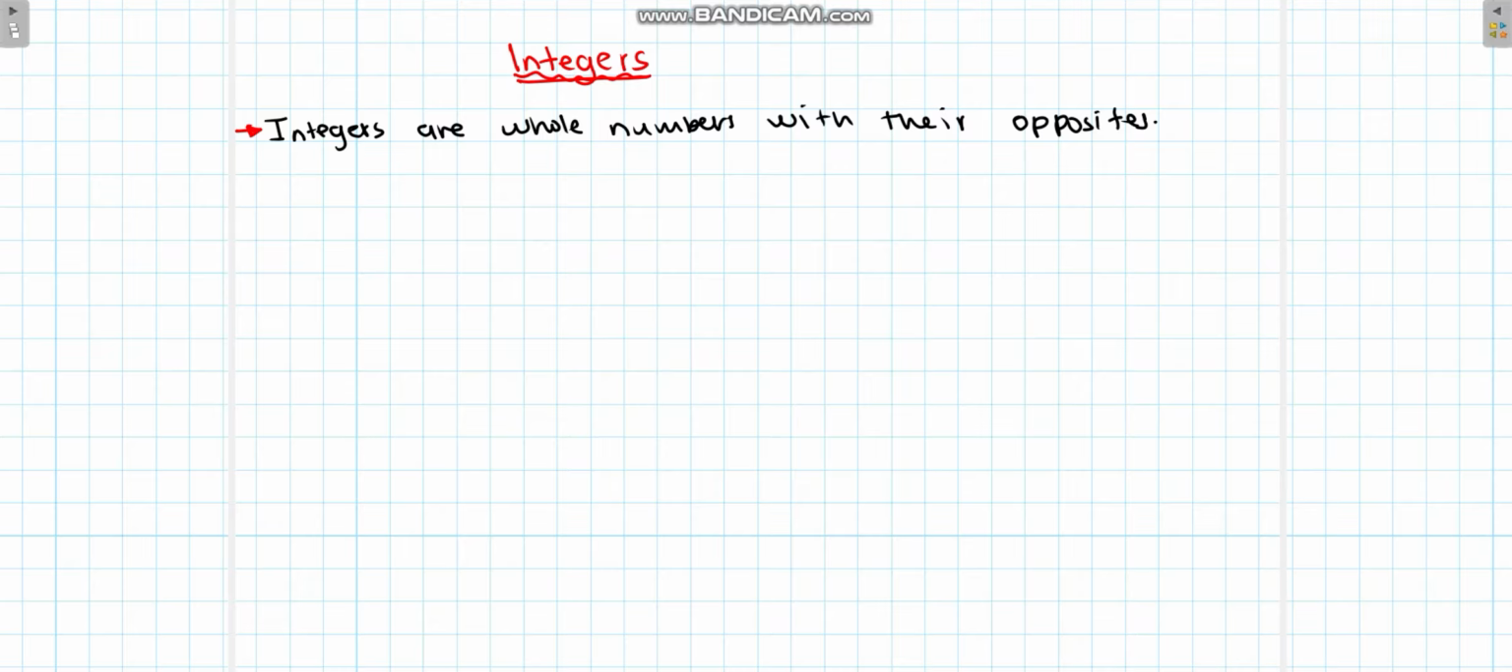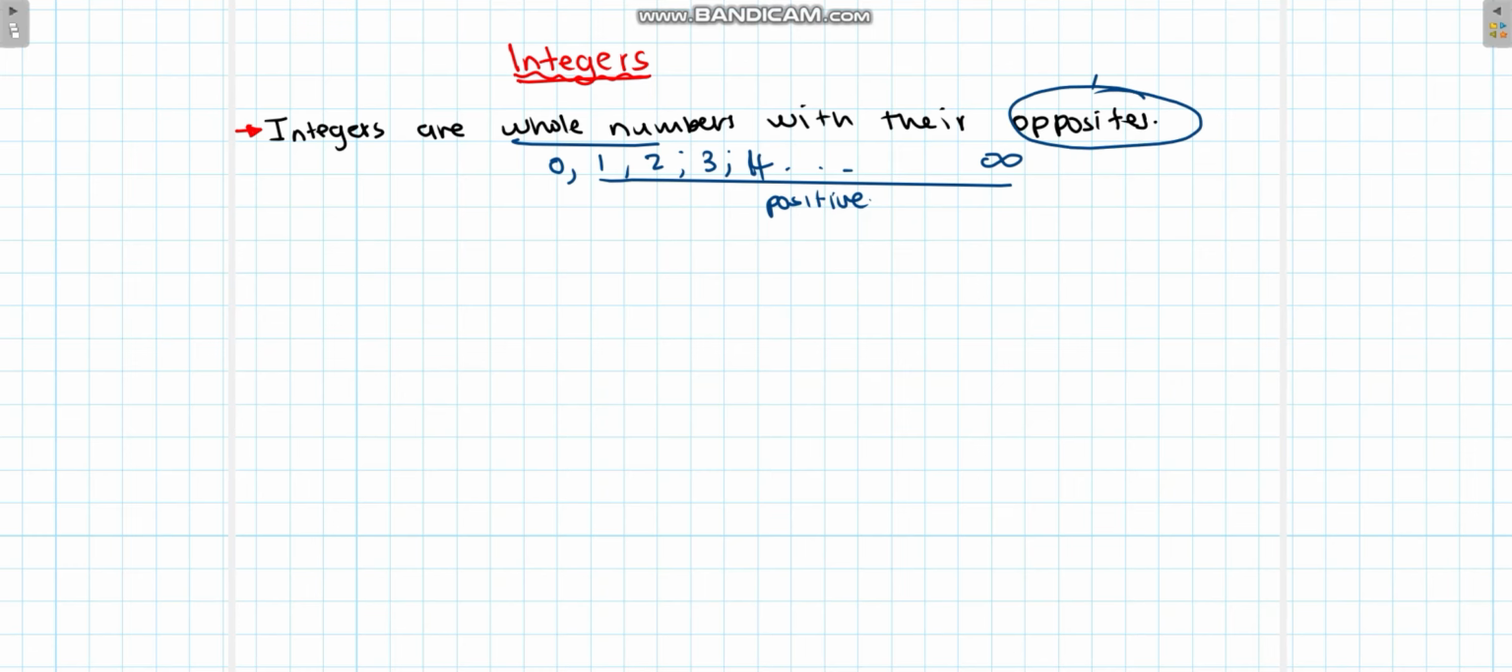Okay. So we told the time when maybe we're doing grade 8, grade 9, that integers are whole numbers with their opposites. So what do you remember about your whole numbers? Your whole numbers start with 0, and then 1, 2, 3, 4, and so on, up until what? Positive infinity. So these numbers, from 1 up until positive infinity, are positive. Okay? So now when we say with their opposite, which means we're also including what?